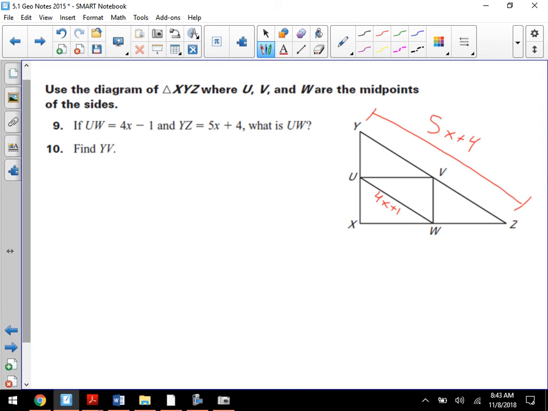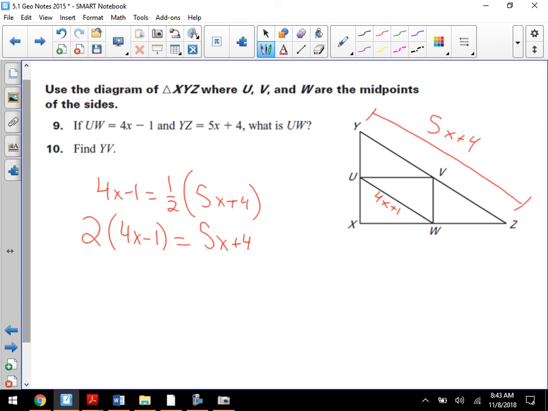You could take half, but why would you do fractions? So the mid-segment is 4x minus 1. It equals half the side it doesn't touch. But instead of taking half of that, you double the other side. So if you double the mid-segment, it equals the side it doesn't touch. The only thing you have to be very careful with is distributing to both parts of the parentheses. It's really easy math. It's just a matter of making sure you set it up correctly.